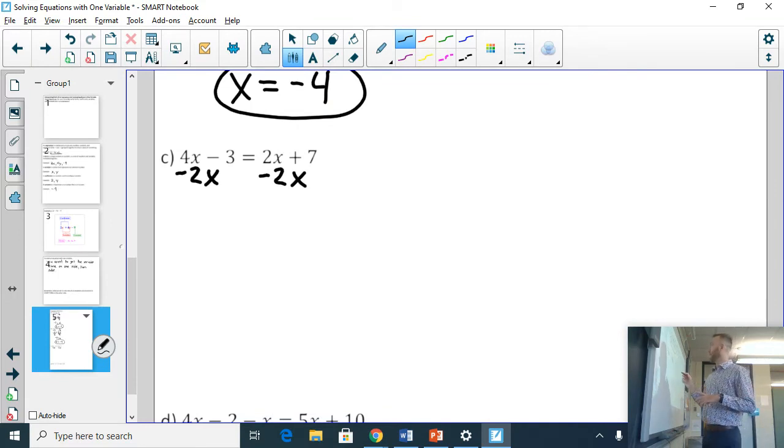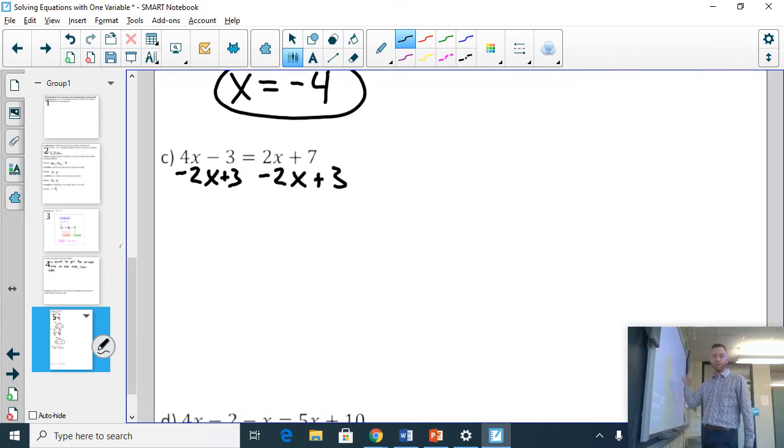And then while I'm at it, this negative 3 is also going to have to go over to the other side. You can do this in a separate step if you like, but I'm going to do it in one so that we get used to it, because I think you guys can do it in one. So to get rid of the minus 3 on this side, we're going to plus 3, and then we'd have to plus 3 on this side.